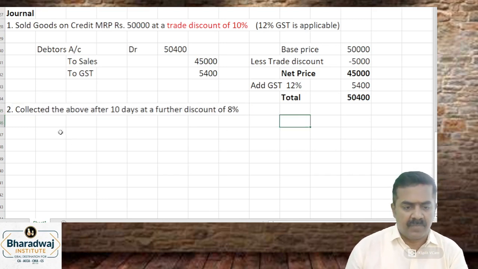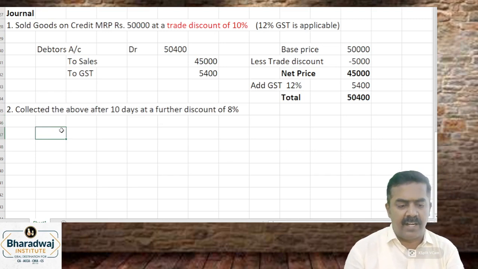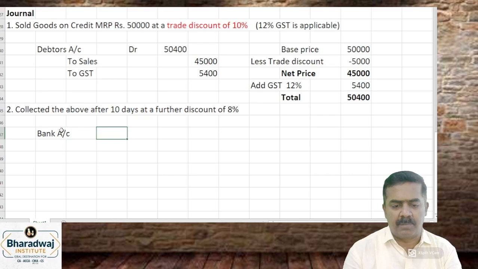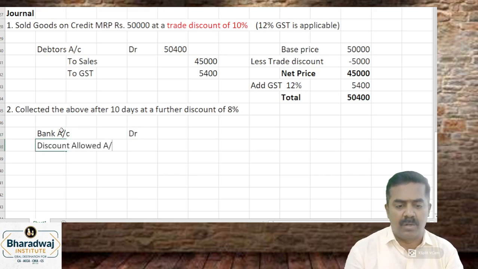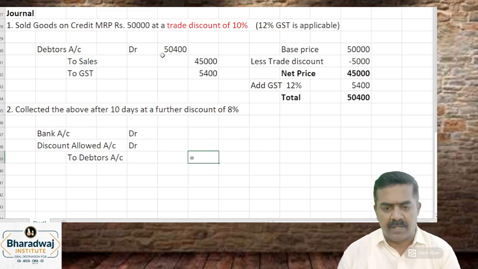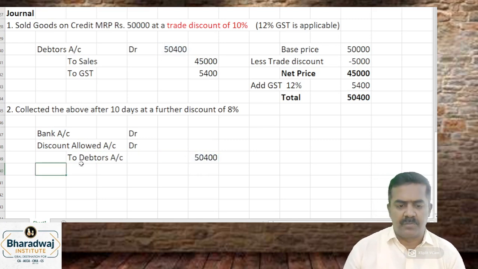10%. 8%. Okay. To collect, what entry will we pass? Cash or bank account debit. In the discount, we will record discount allowed account debit. To which account? Debtor's account. From the debtor, how much do we have to collect? 50,400 we have to collect.